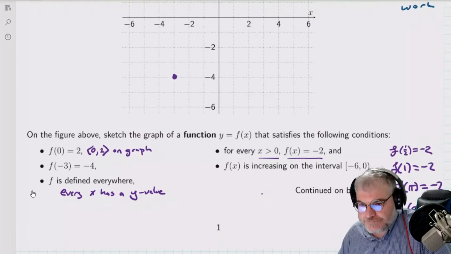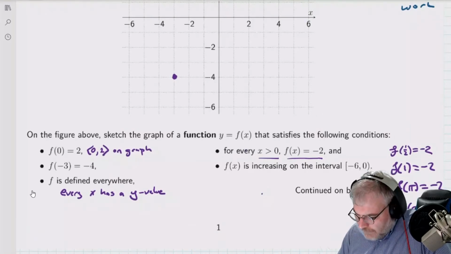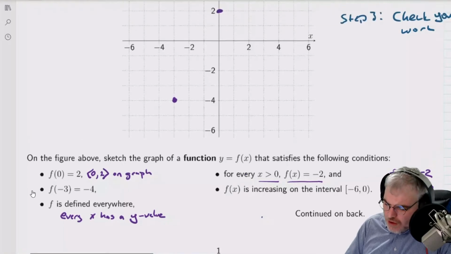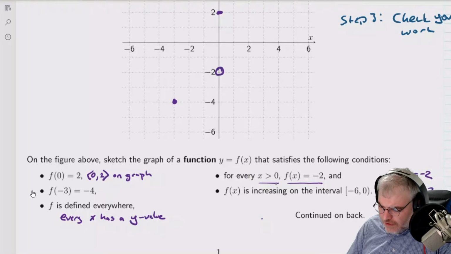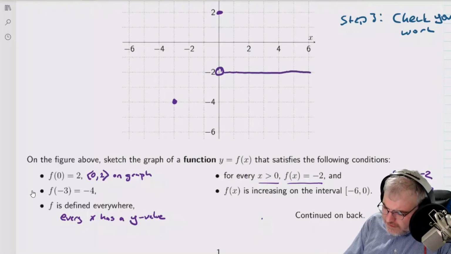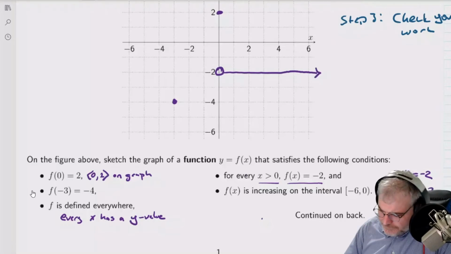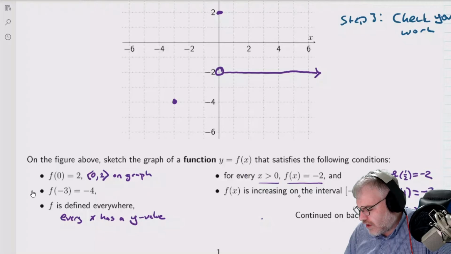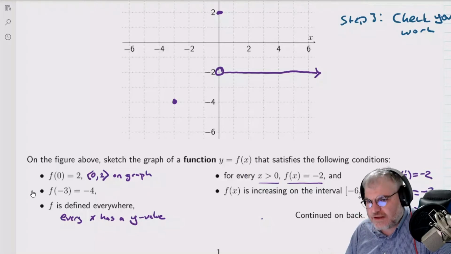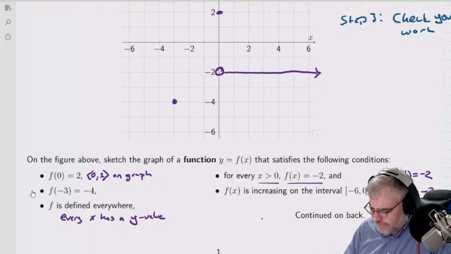Okay. So what I'm going to do here is draw an open circle because I don't want to include 0. And then I'm going to draw a line right there. Now, f is increasing on the interval [-6, 0), including negative 6, but not including 0.